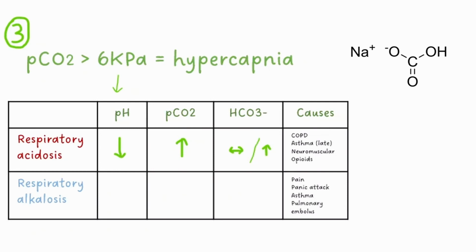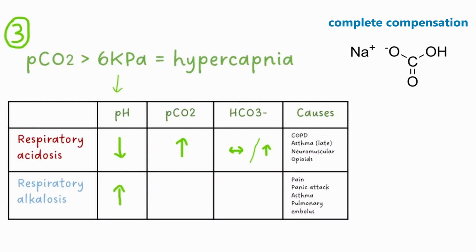When the bicarbonate is raised to try and reduce the respiratory acidosis, we call this partial compensation. If the bicarbonate was raised enough to a level that normalized the respiratory acidosis, we would call this complete compensation.